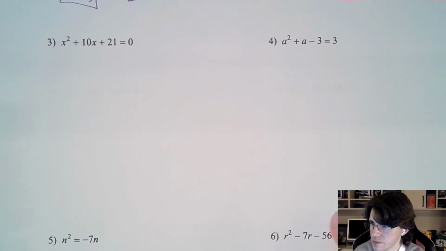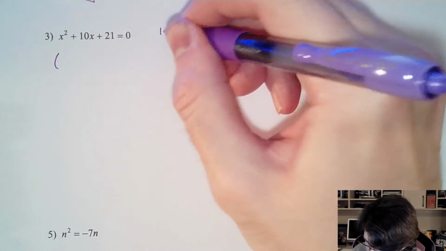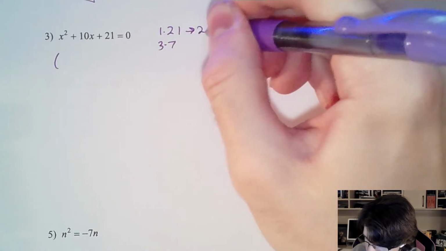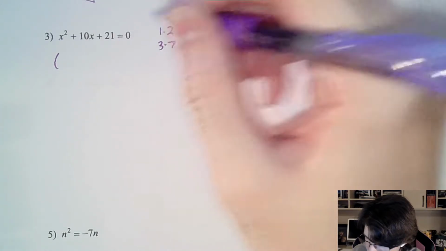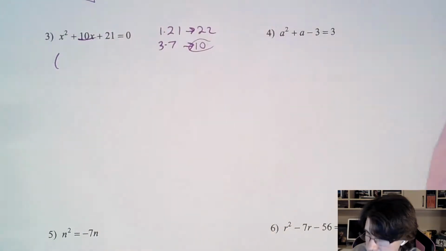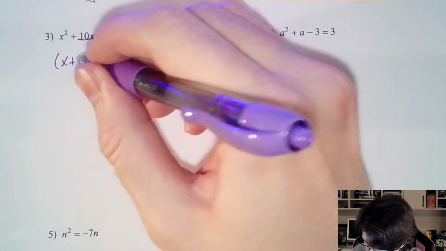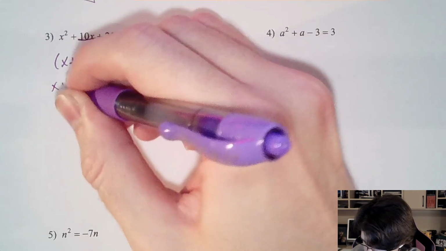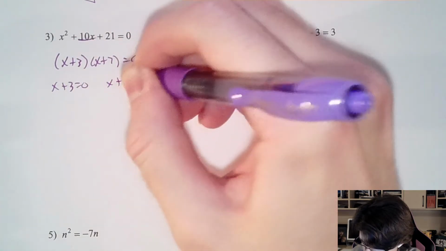Continuing on to number 3. So this one I actually took from a previous question and simply added on the equal 0 to it. What are the things that multiply to 21? Well, 1 times 21 and 3 times 7. They are both positive, so these are both positive. These add to 22. These add to 10, and therefore that's the one we want. Matches with the 10. So we got x plus 3 times x plus 7 is equal to 0, and therefore x plus 3 equals 0, and x plus 7 equals 0.